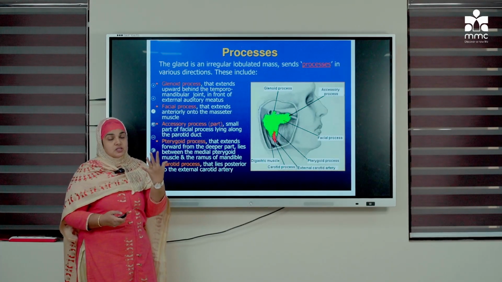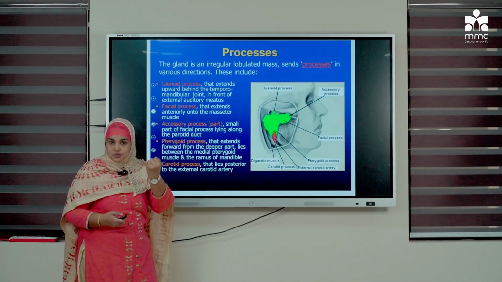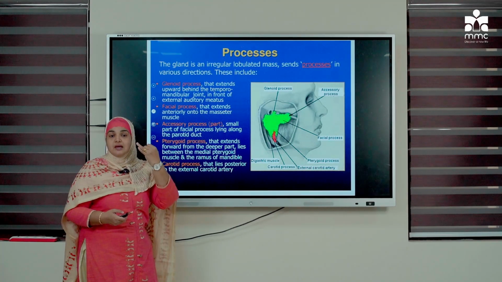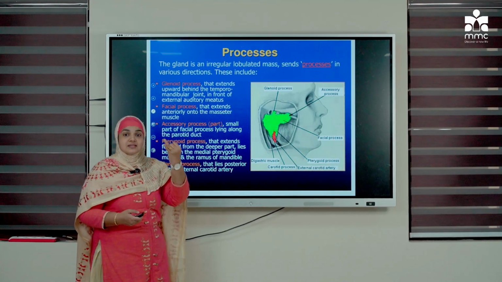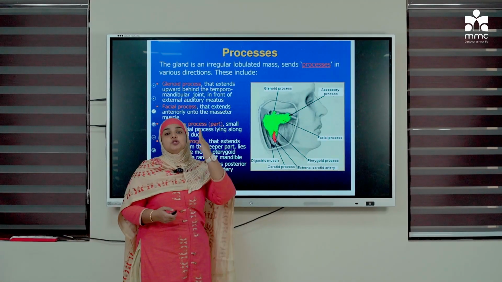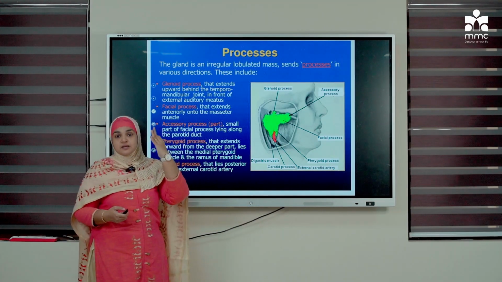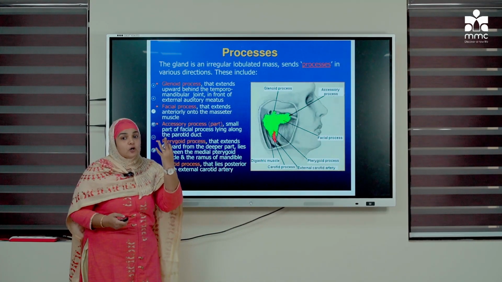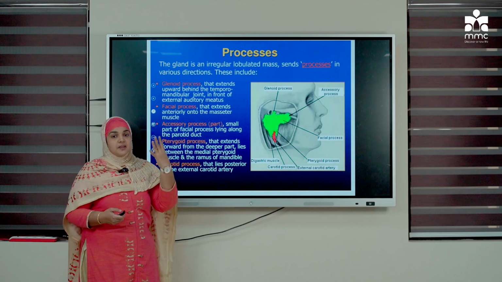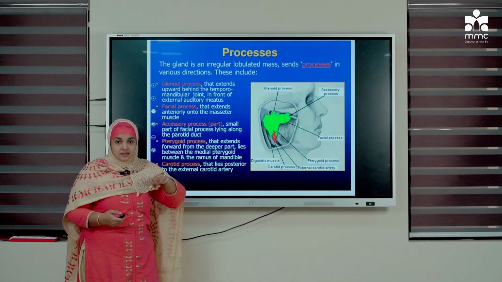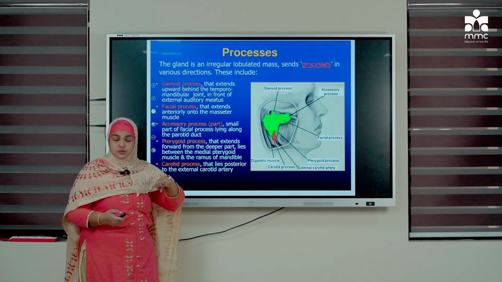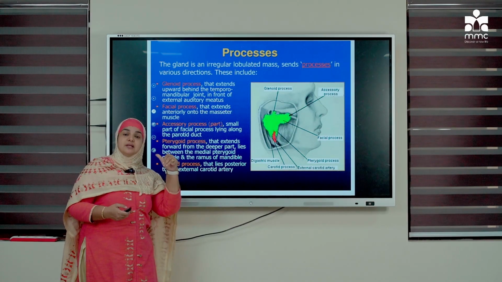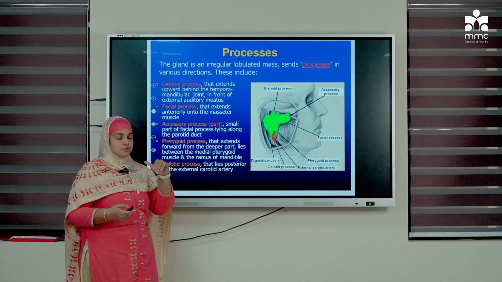So how many processes did we say? One is the facial process coming towards the face, then another extra process from that, called the accessory process. A process going towards the glenoid cavity or the temporomandibular joint is called the glenoid process. That which is going towards the external carotid artery is called the carotid process. One that is going towards the medial pterygoid muscle is called the pterygoid process.